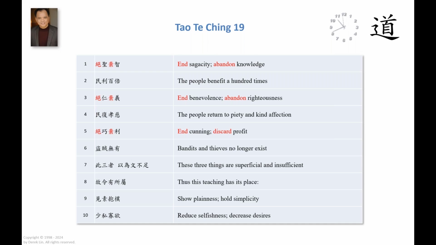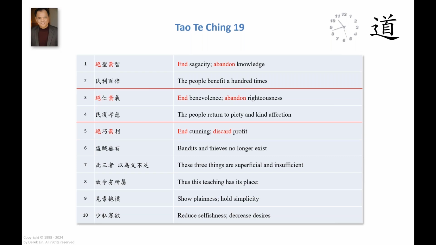Now, the first two parts are about benefits to the people, and that is the reason why line 2 and line 4 start with the same character, and they're translated simply as people. Let me go ahead and mark out part 1 and part 2. Then, the third part, which is lines 5 and 6, is about the benefit to society in terms of decrease in crime. And here is the dividing line to show that more clearly.